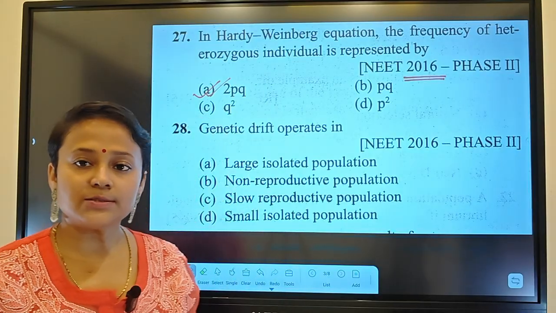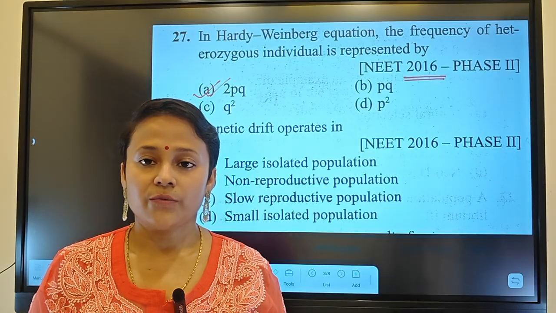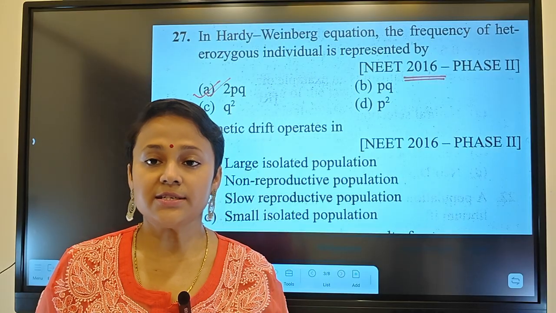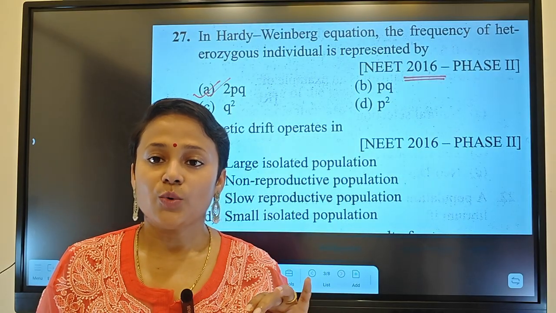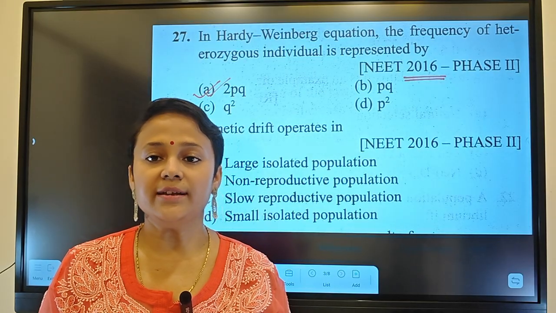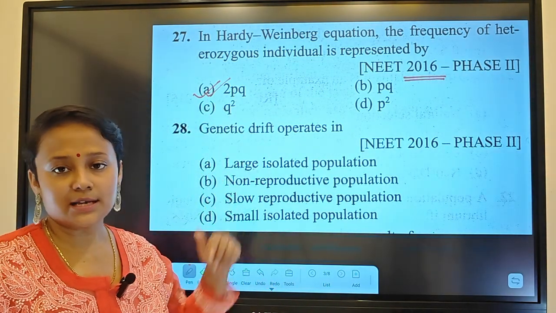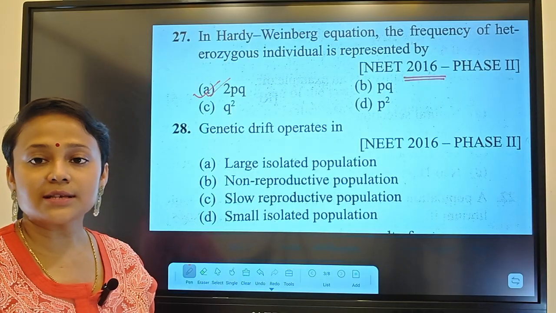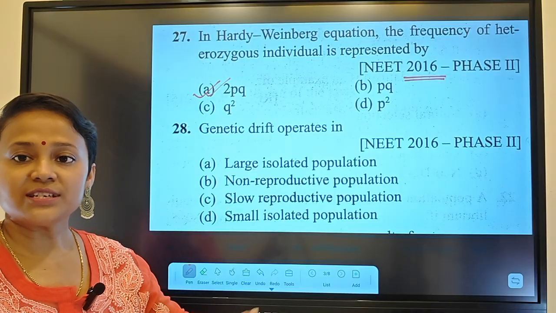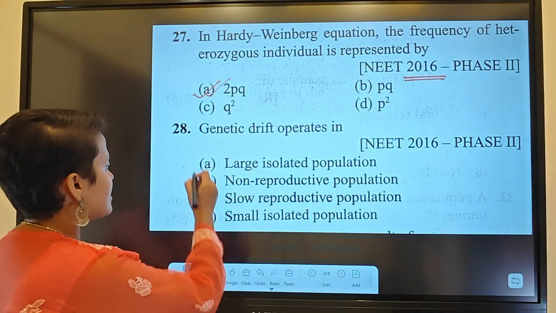Genetic drift operates in. So genetic drift is one of the reasons when there will be a change of genetic frequency, when there will be disturbances in genetic equilibrium. And genetic equilibrium will be maintained for a randomly mating population and a large sized population, right? So here the first option is large size population. If the size of the population is large, there is a high chance of maintaining genetic equilibrium. So genetic drift is one of the reasons for not maintaining the equilibrium. So this answer will be wrong.